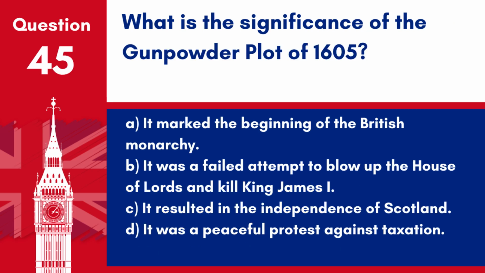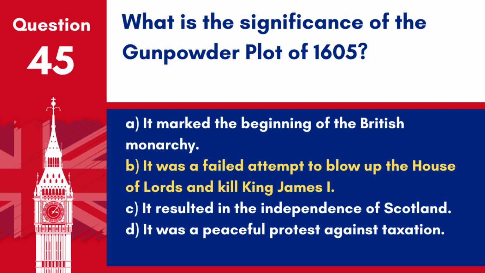Question 45. What is the significance of the Gunpowder Plot of 1605? A. It marked the beginning of the British monarchy. B. It was a failed attempt to blow up the House of Lords and kill King James I. C. It resulted in the independence of Scotland. D. It was a peaceful protest against taxation.